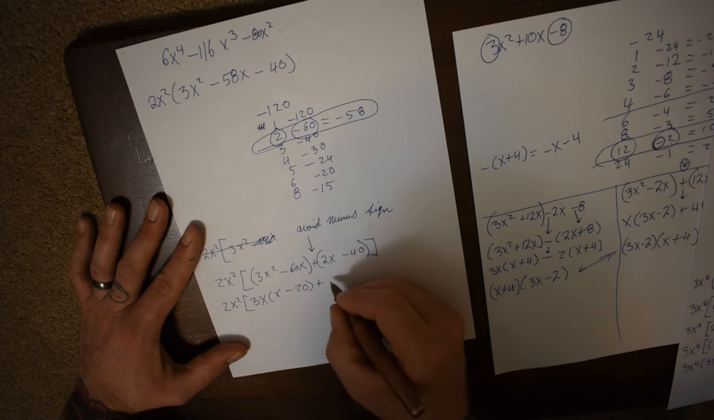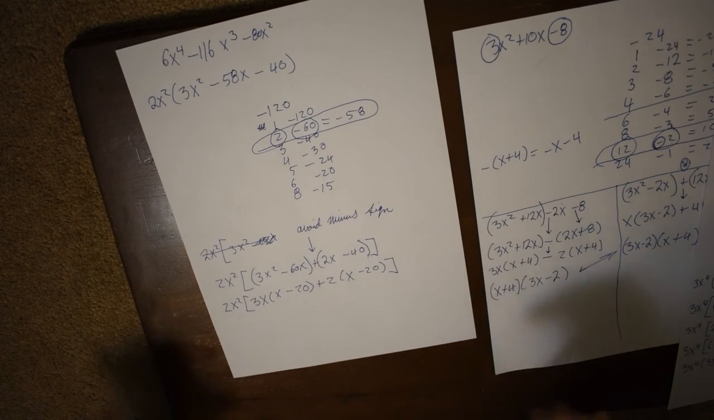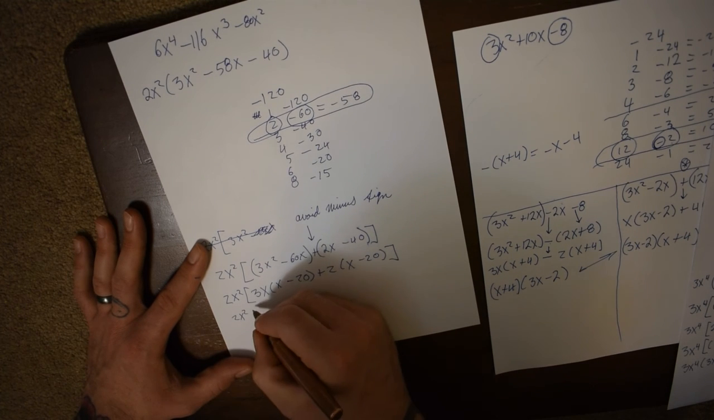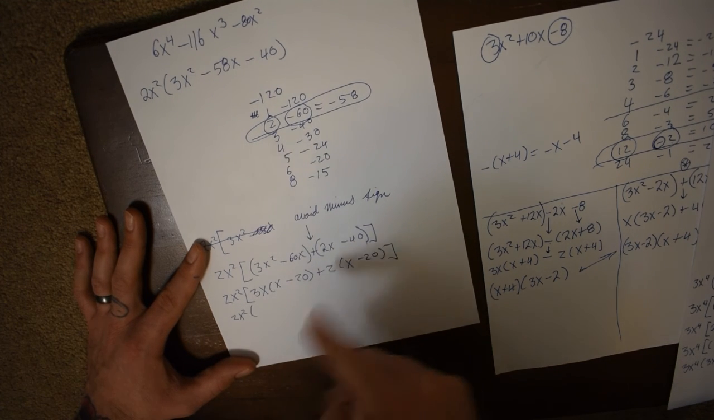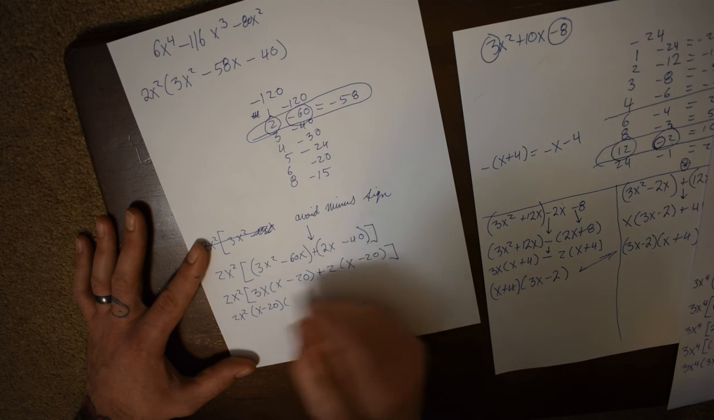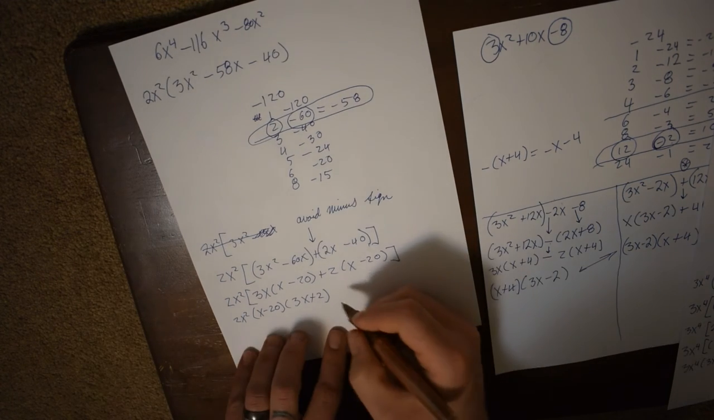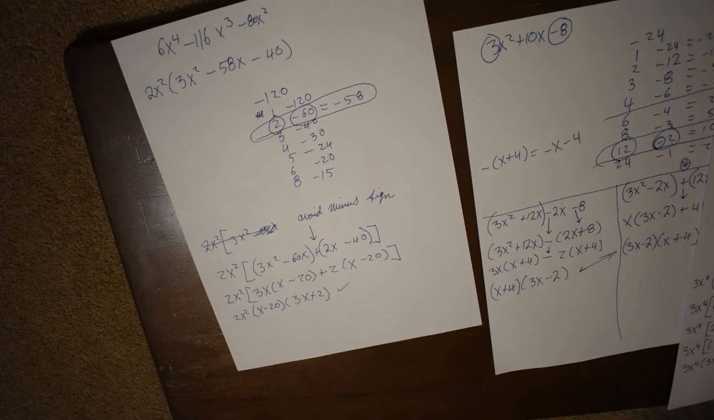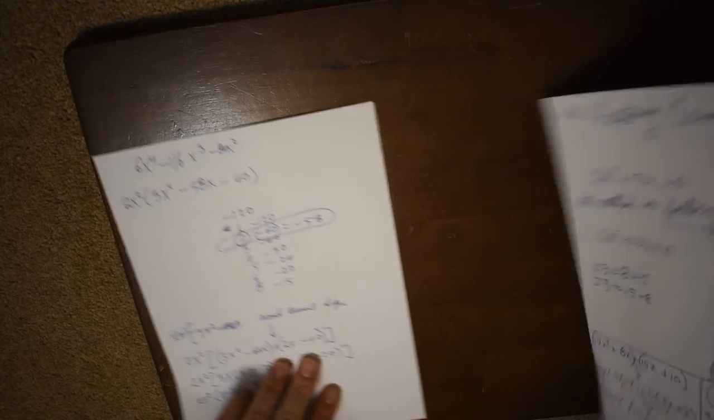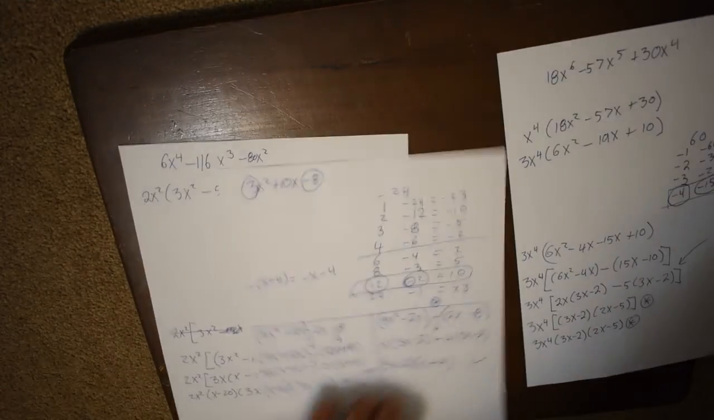I can pull a 2 out of both of those. And bracket, write this 2x squared again. And we go, well, what's common? What do they share? They share that x minus 20. And what's left over? 3x plus 2. For our final answer. So, like I said, this process is the exact same thing we were doing last time. We just added one step to it.